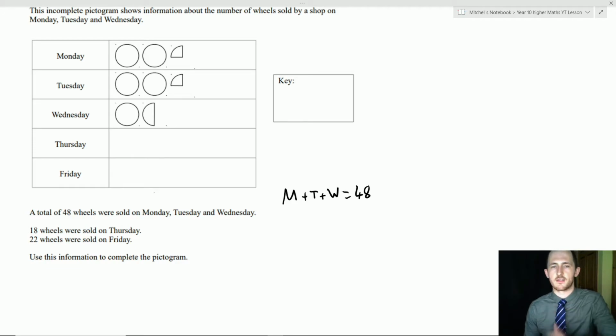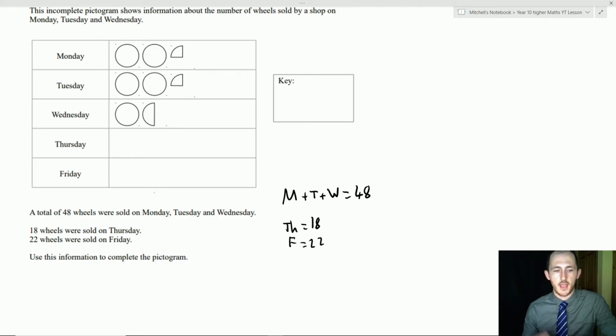I'm just going to use letters to represent the days of the week, just to save my hands. 18 wheels were sold on Thursday, so TH is equal to 18. And lastly, 22 were sold on Friday. Use this information to complete the pictogram.